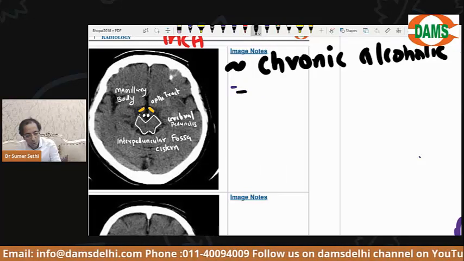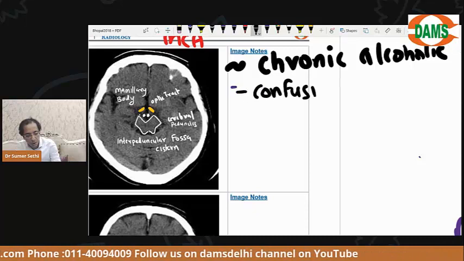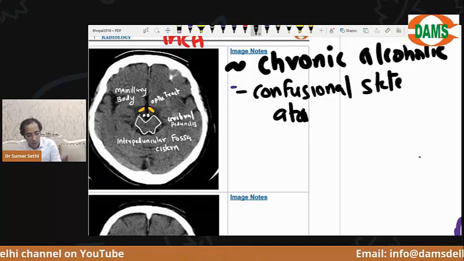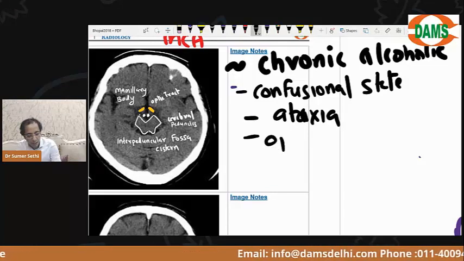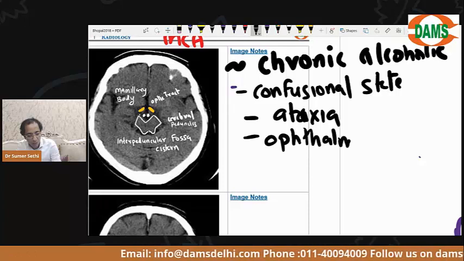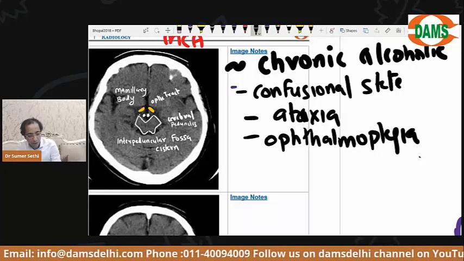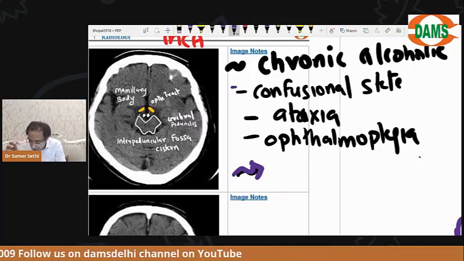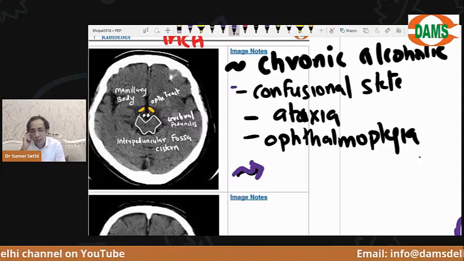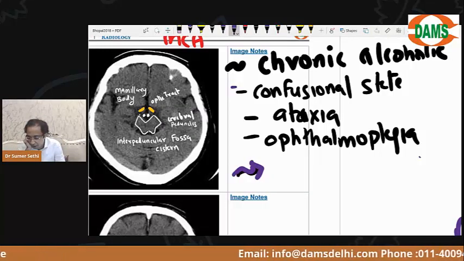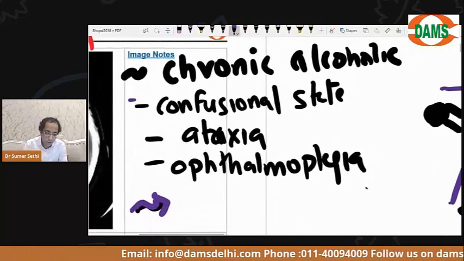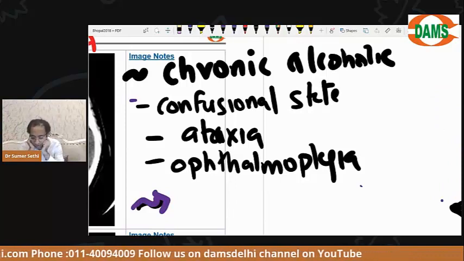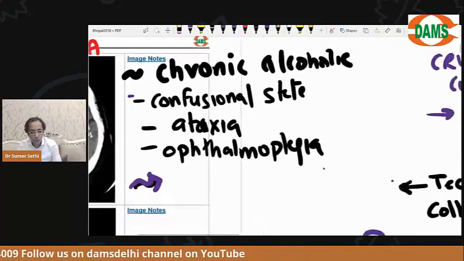okay, comes to you with acute onset confusional state along with ataxia and ophthalmoplegia. What structure that I have just shown you will be involved in this disease, and what is the cause of that happening? Okay, did you understand the question? A chronic alcoholic child who has developed acute onset confusion, ataxia, ophthalmoplegia. Where will you see the problem?